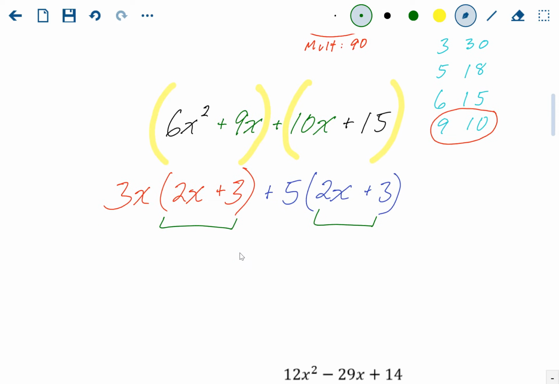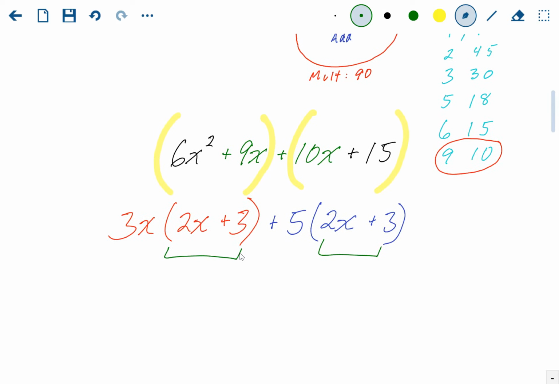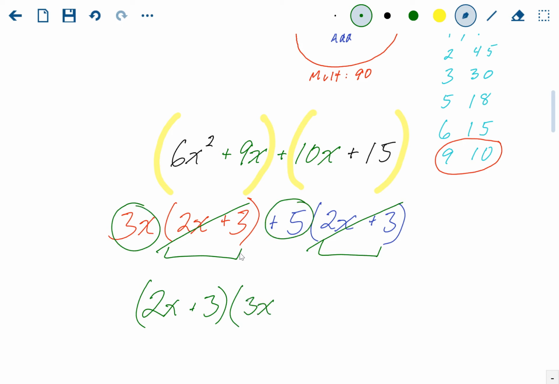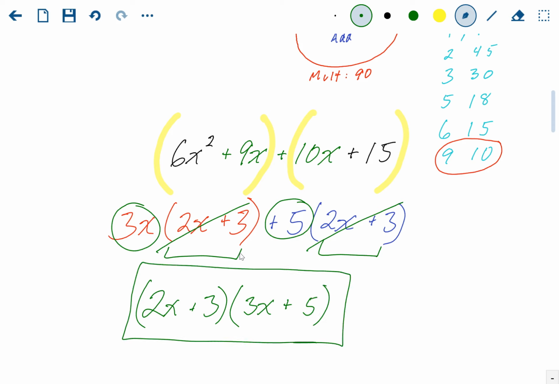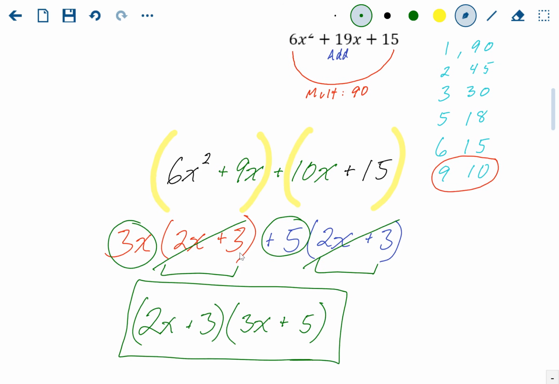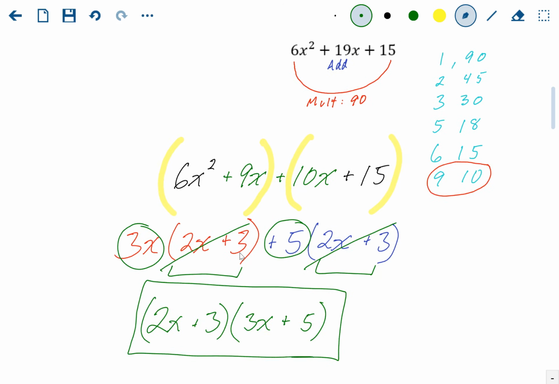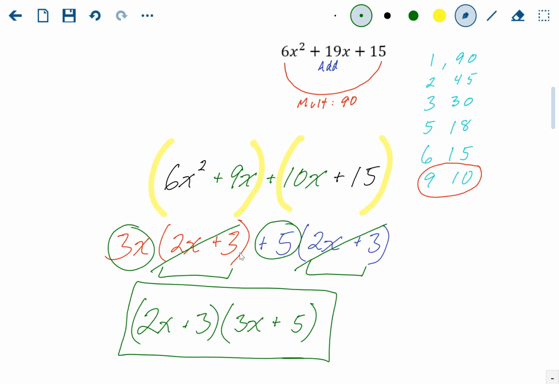So now that's our new greatest common factor. We're going to factor out 2x plus 3. And what's left over after you take away 2x plus 3 from each? Well, you're left with a 3x from the first one and a 5 from the second. And that is factored. Now if you want to do a quick FOIL to check your work, you can, but you will end up with the original.